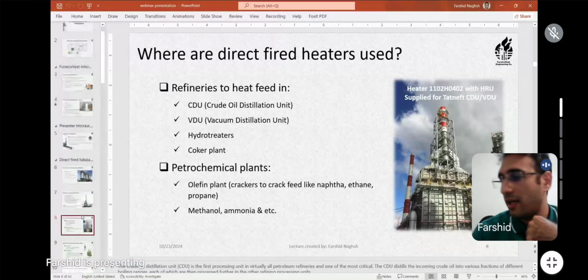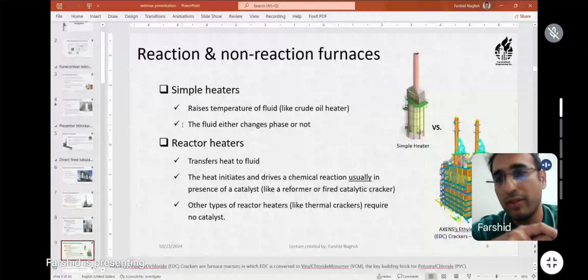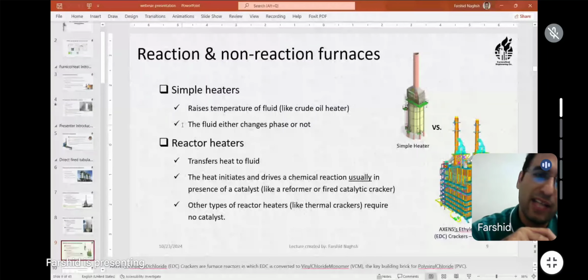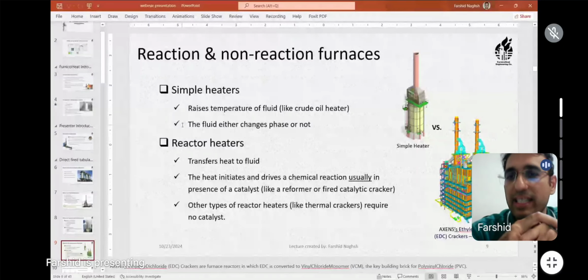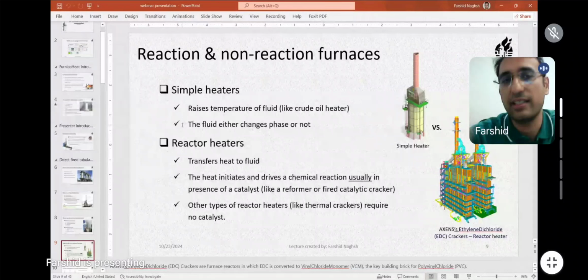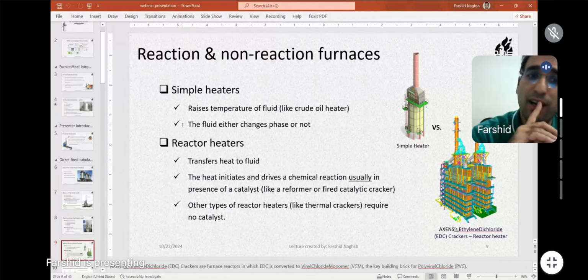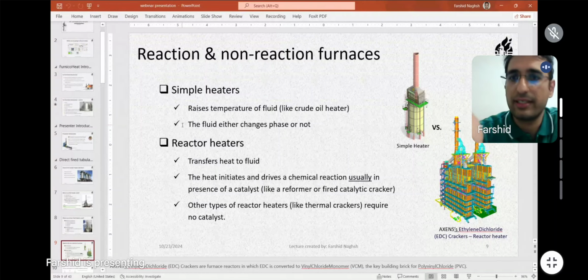And now that I have described the two types of furnaces, we have a slide for it here. From my point of view, the direct fired heaters are divided into two major subsections. First of them are simple heaters, and the other one are reactor heaters. What are simple heaters? You see the picture here.